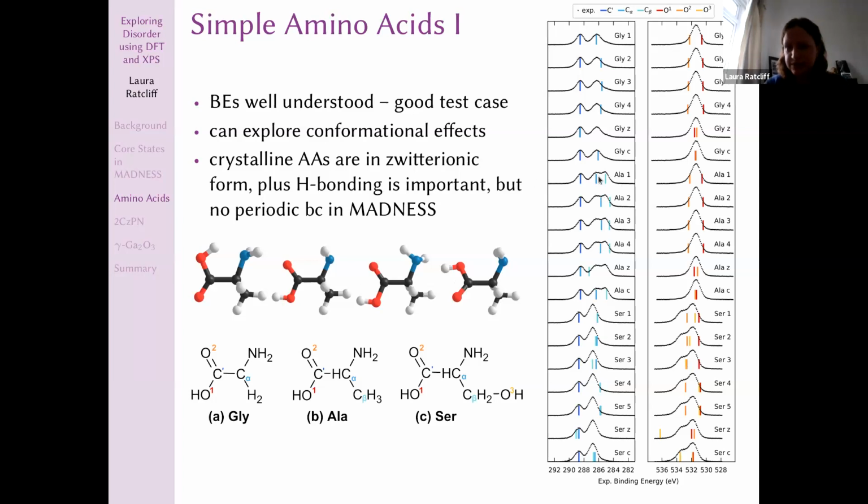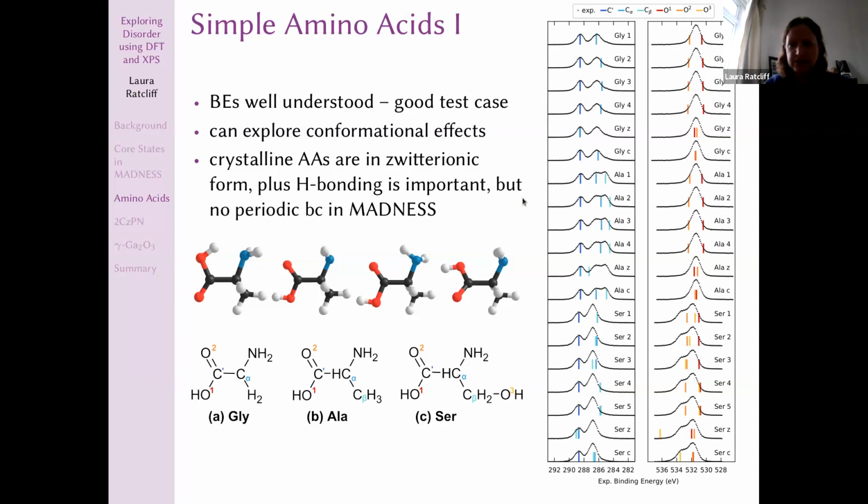And you can see if we compare these 4 different conformers for the carbon 1s binding energies and the oxygen 1s binding energies, there are some small differences, particularly between the first and the next 3. But we actually measured the spectra, and we're also interested in what happens for solid state amino acids. In the solid state, the amino acids are in this zwitterionic form. And we also want to know what the effects of hydrogen bonding are, which can be quite important on the core binding energies.